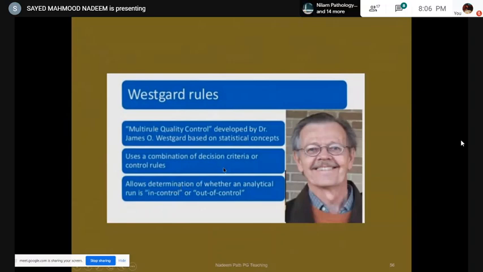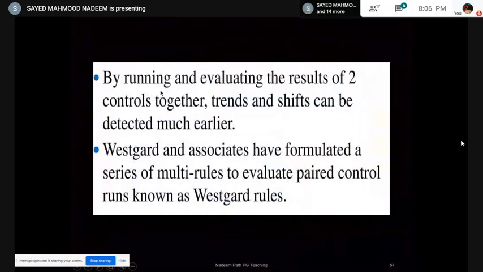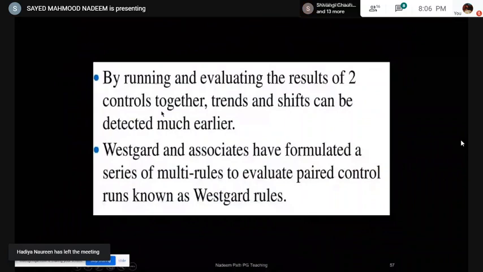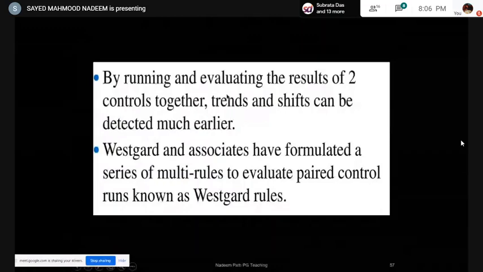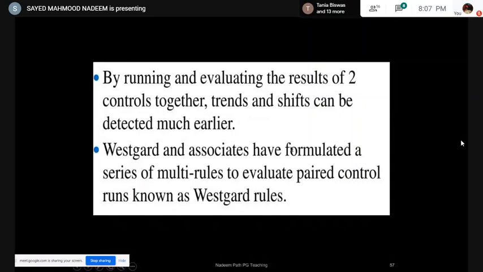So by running and evaluating the results of two controls together, trends and shifts, I think by now you must know the definition and understanding of trends and shifts, can be detected much earlier. Based on this and using a pair of controls, Dr. Westgard came out with the Westgard rules.